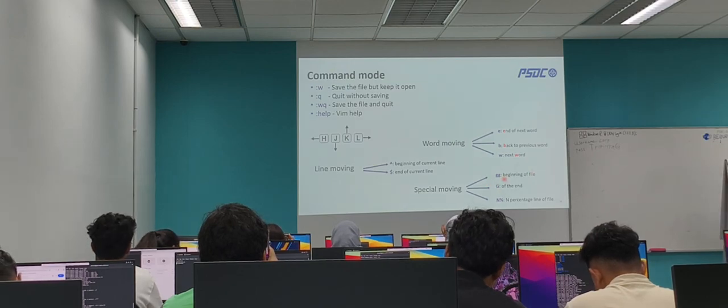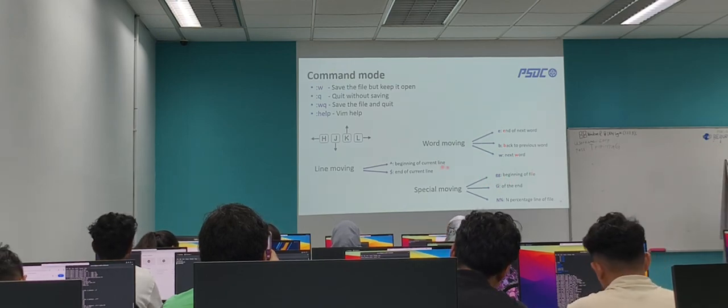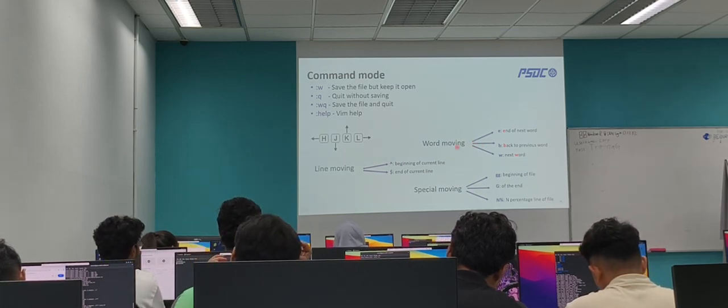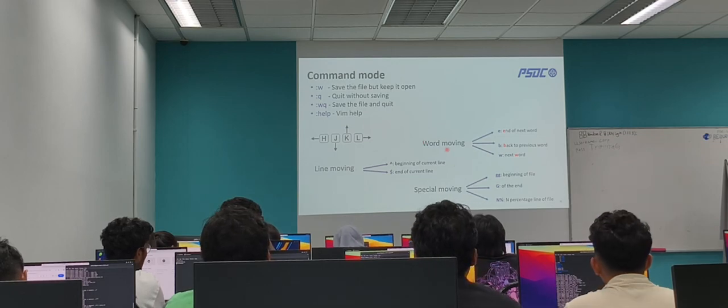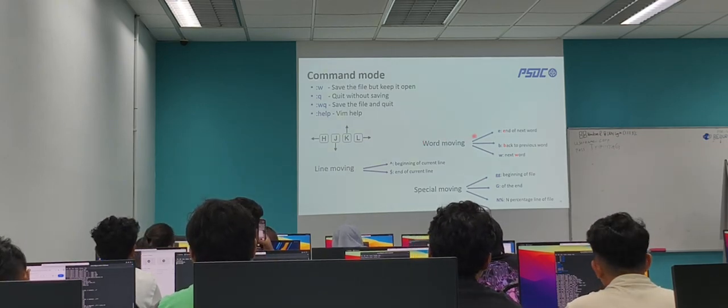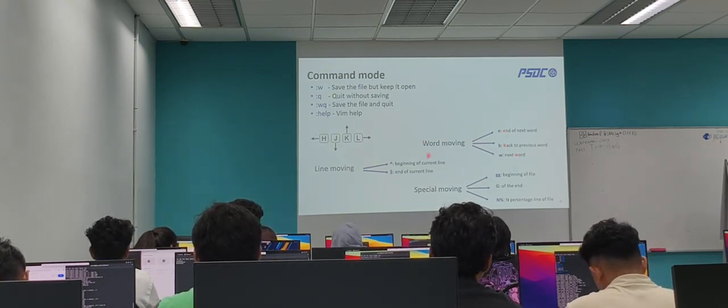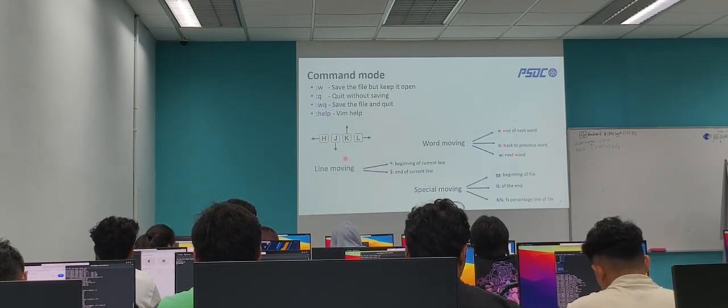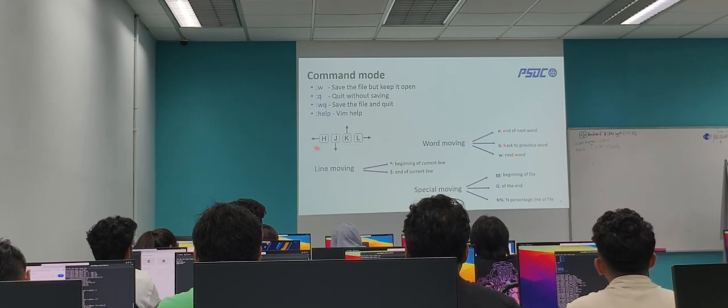So there are special moves: gg goes to the beginning of the file, capital G to the end, and a percentage to go to that percentage of the file. Let's say your file is very big, and you want to go to 50%.